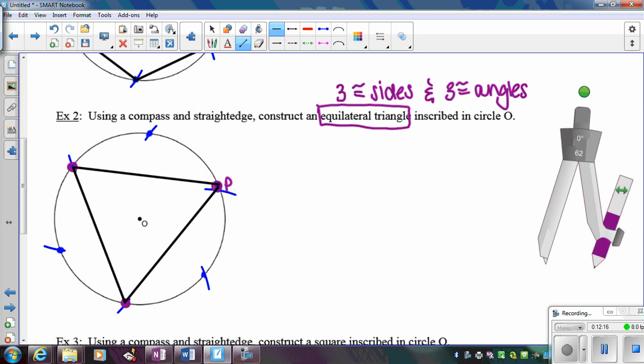It didn't have to be those 3 points, but it has to be every other point. That way you're keeping the distance the same between each of the points. So there's your inscribed equilateral triangle.